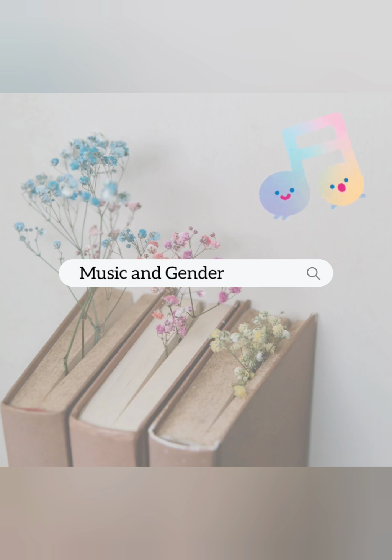Next is music and gender, gender dynamics in music-related literature. Then musical imagery, the use of music-related imagery and symbolism. And the last one is music and narrative structure, how music influences narrative techniques and structures.